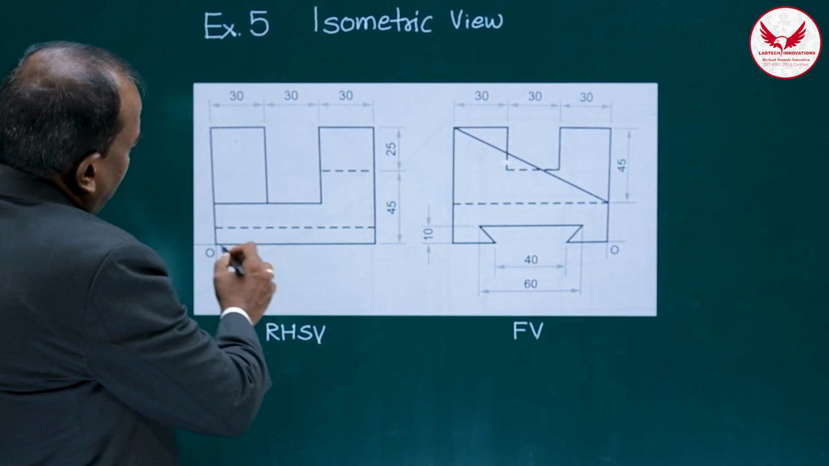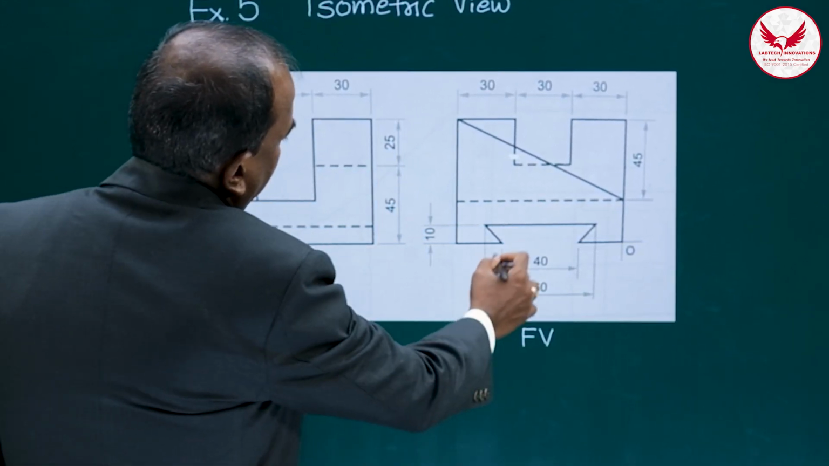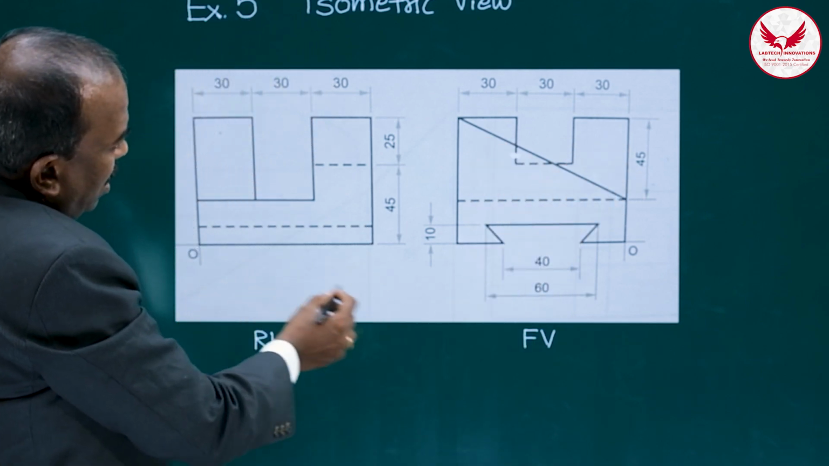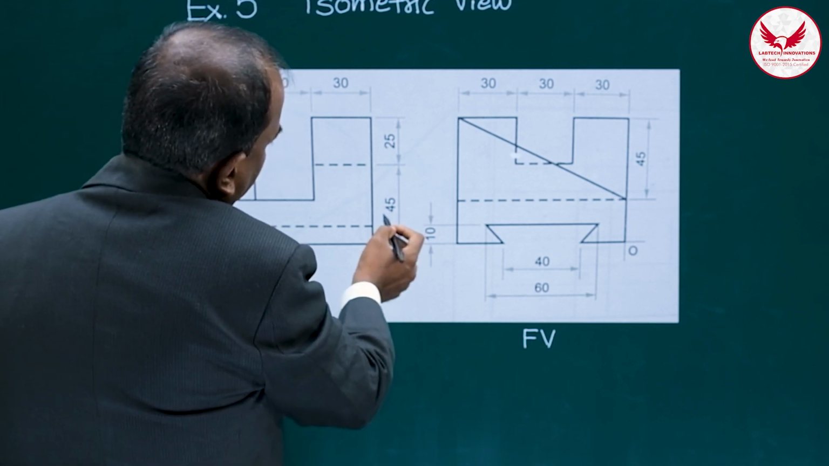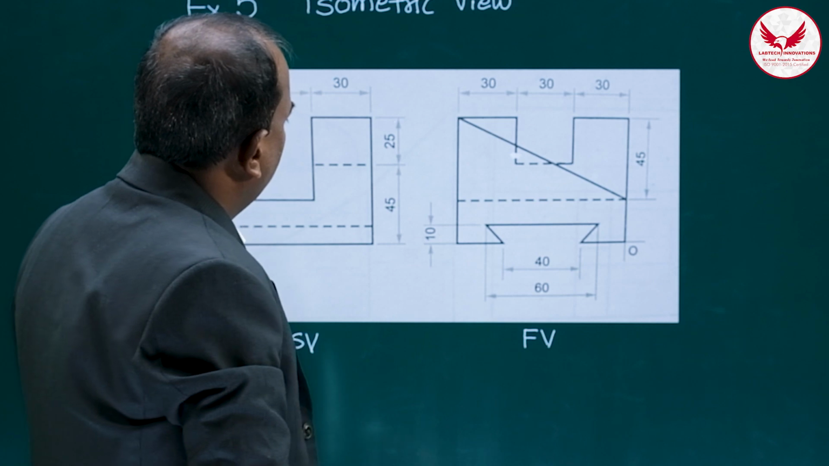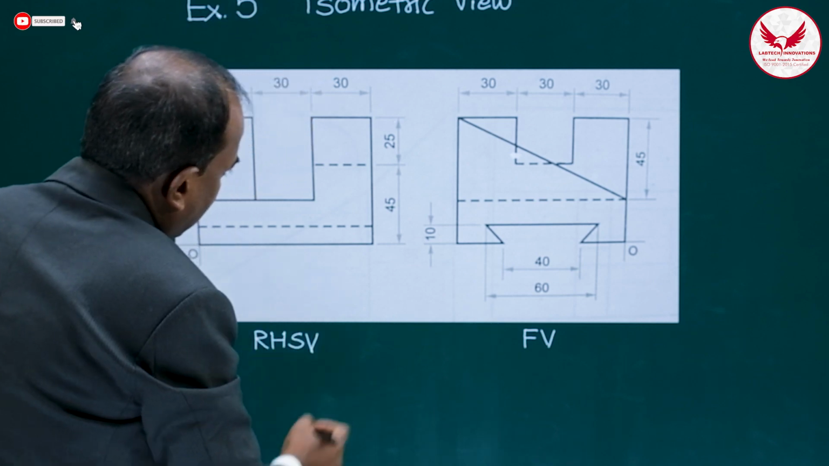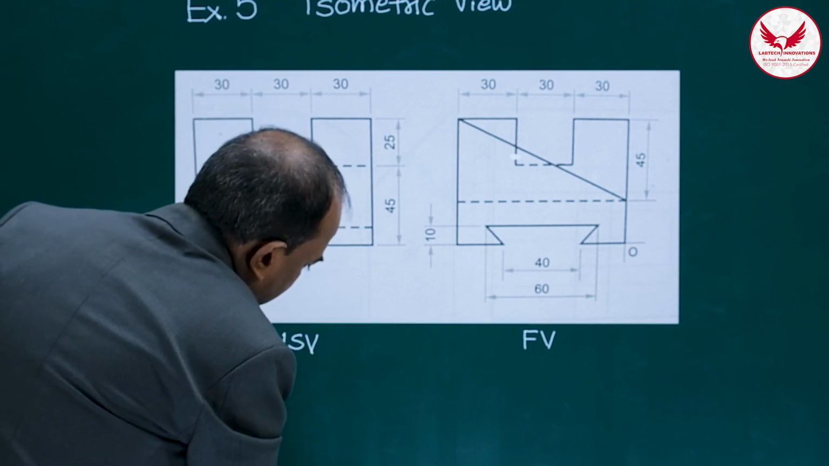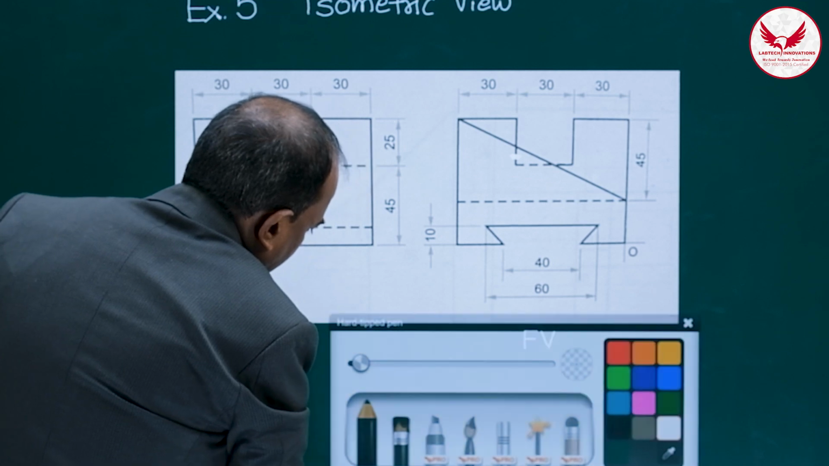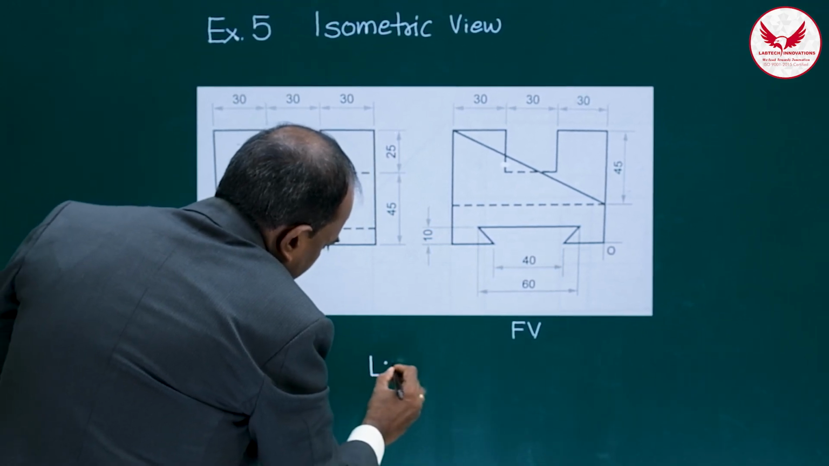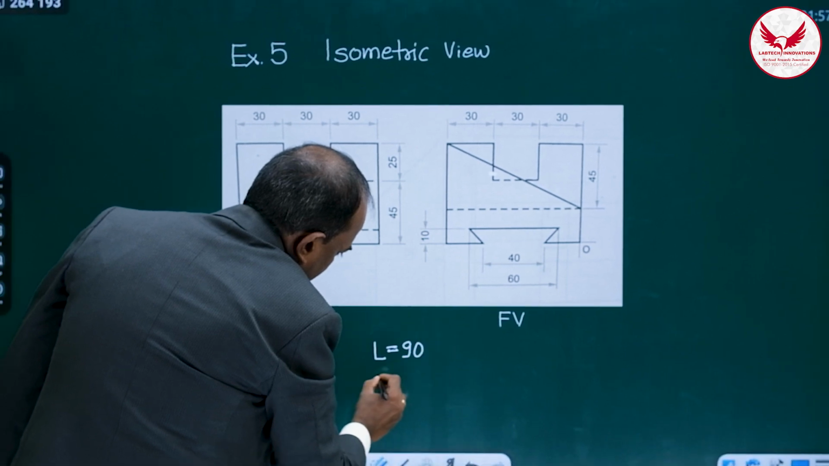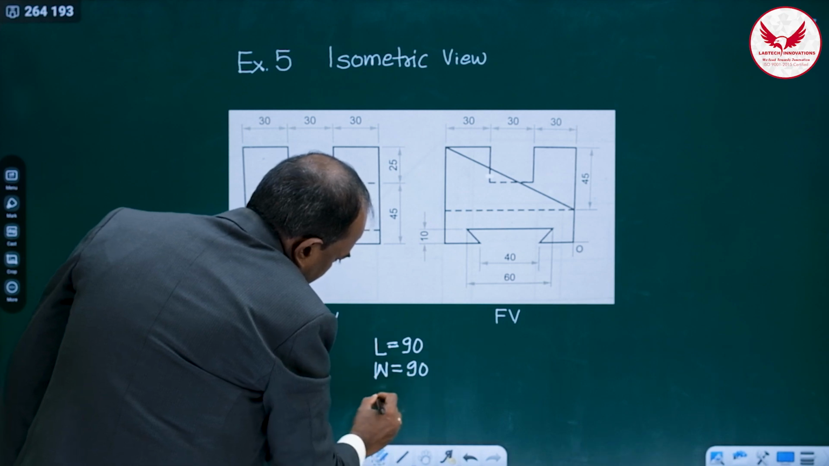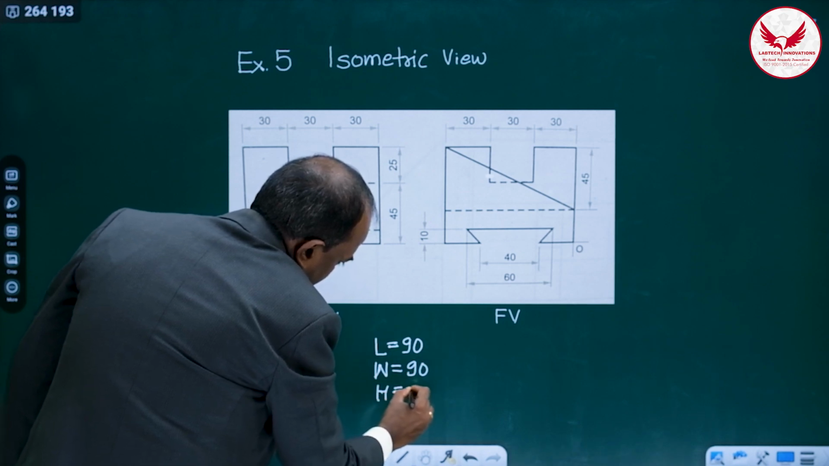The overall length of this object is 90. In the front view, length we'll get is 90. In the side view, width is also 90, and height in the side view is mentioned 45 plus 25, and that height is 70. Means these three dimensions we can mark initially like this: length 90, width also 90 and height 70.